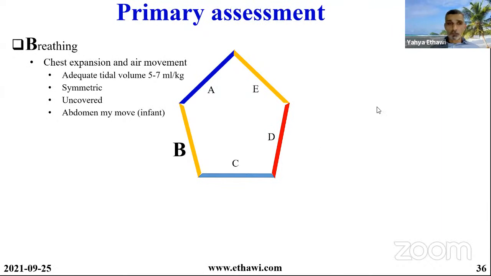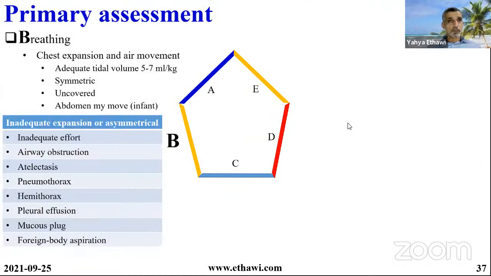As an indicator that there is breathing. So remember to uncover the abdomen if you don't see a chest rise. Now, remember the primary and secondary assessment are composed of assess, identify, and then intervene. When we assess the chest expansion, we have to say inadequate effort, airway obstruction, atelectasis, a disease problem such as pneumothorax or hemothorax, or fluid such as pleural effusion, or obstruction of the airway such as by blockage, or a foreign body.